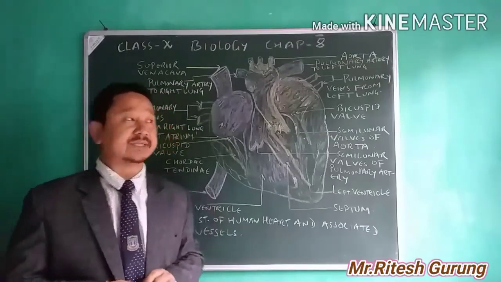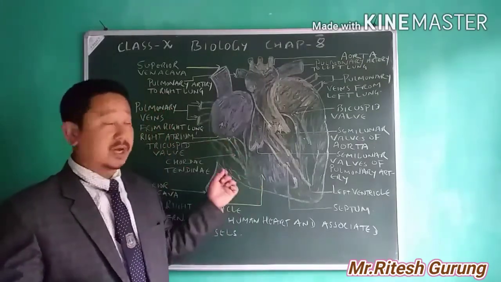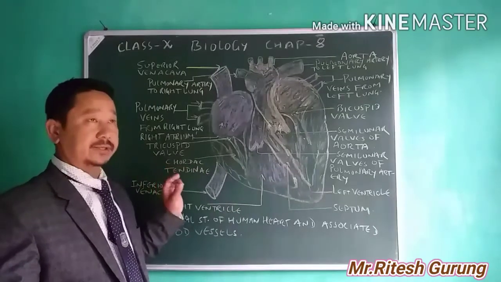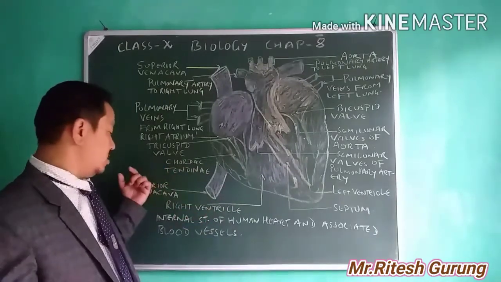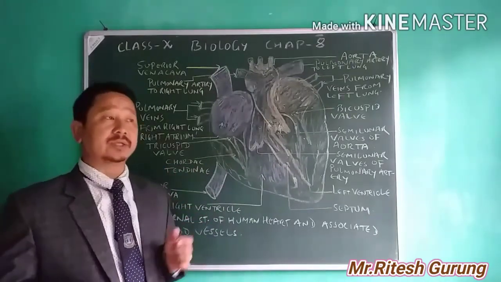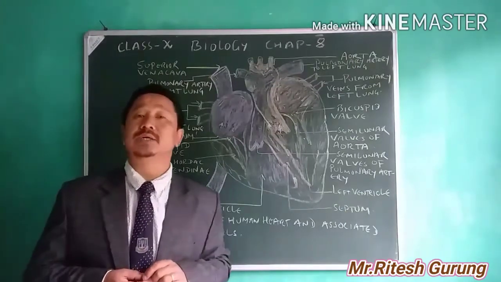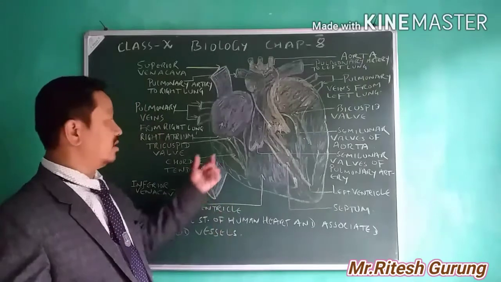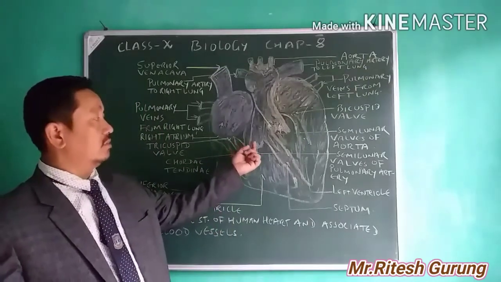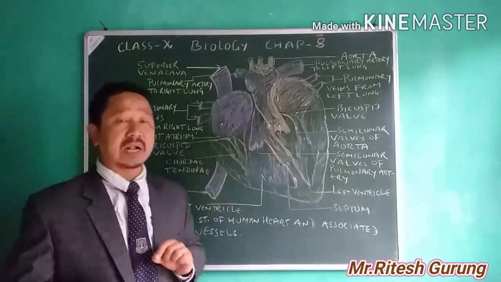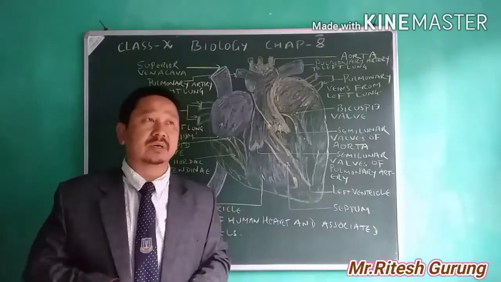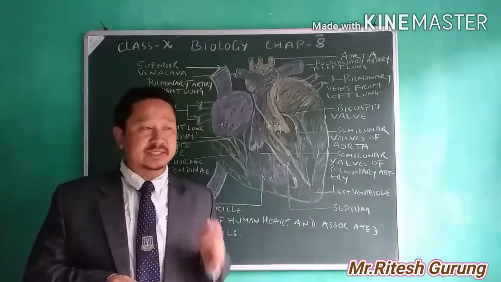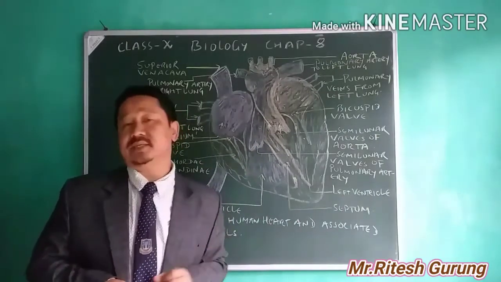Today in this session we will see the human heart and associated blood vessels, and also the blood circulation through the human heart and the functions of the valves. You see a number of valves out there. They all have some functions, and we'll see all of them today in this session.